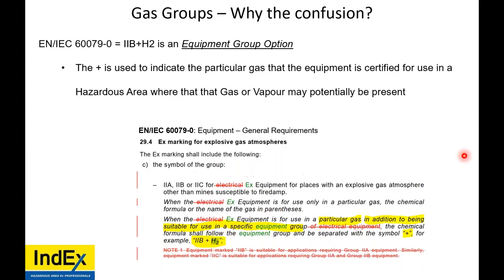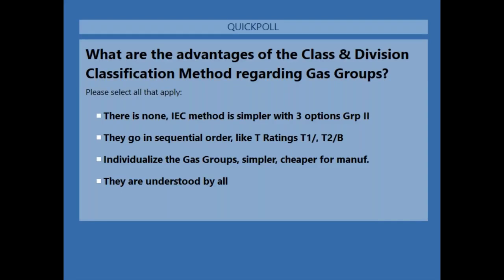Now, based off the last slide, we'll put out this poll. What are the advantages of the class and division system? Now, there's multiple answers to this. What are the advantages of the class and division system for identifying hydrogen?